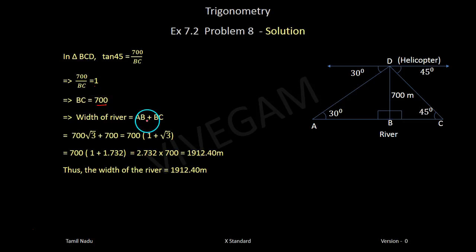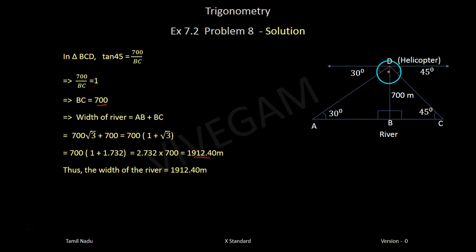So the width of the river is AB plus BC. AB we just calculated as 700 root 3. BC we calculated as 700. So 700 root 3 plus 700 is 700 into 1 plus root 3. Root 3 is 1.732. So 700 into 1 plus 1.732, that's equal to 2.732 into 700, that is 1912.40 meters.